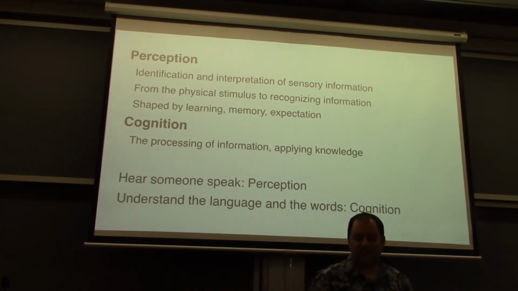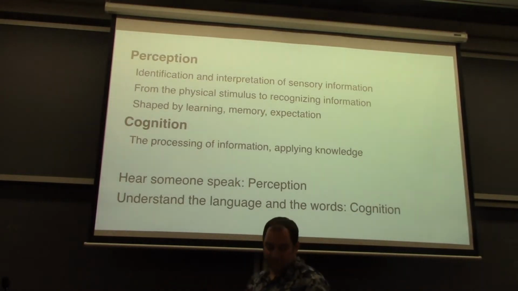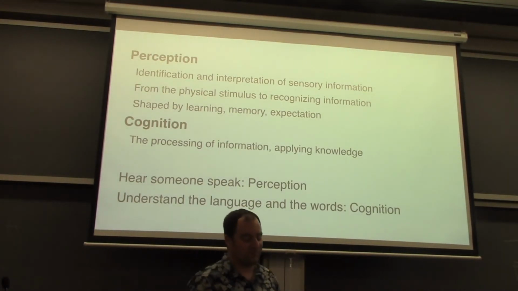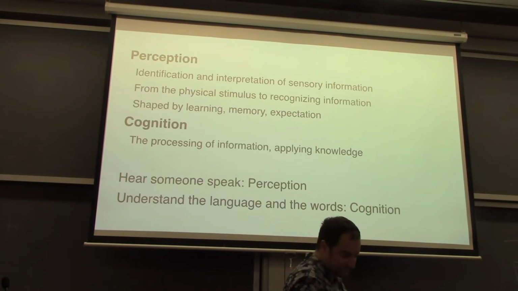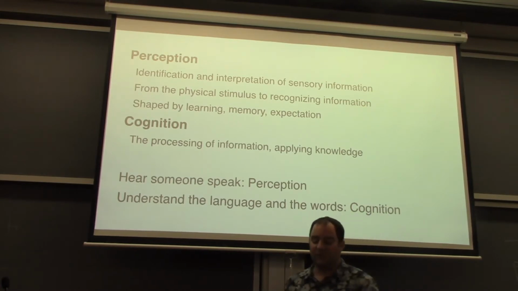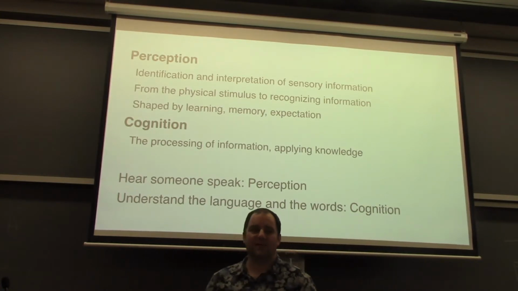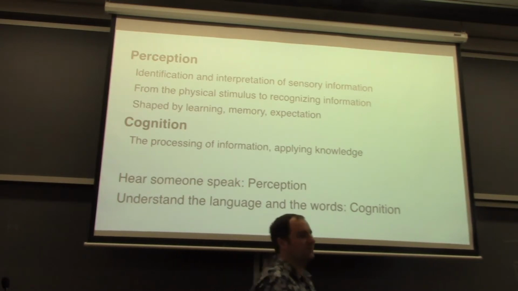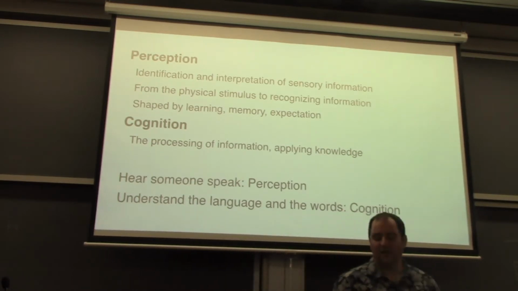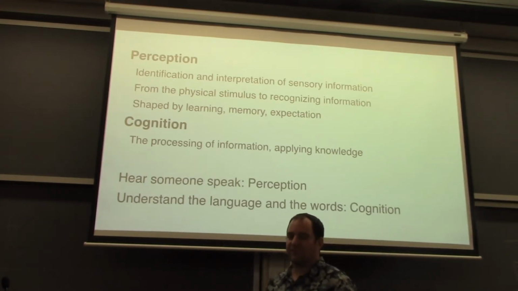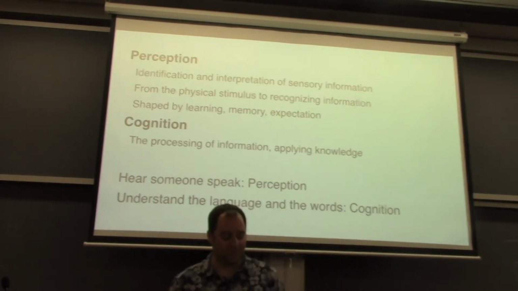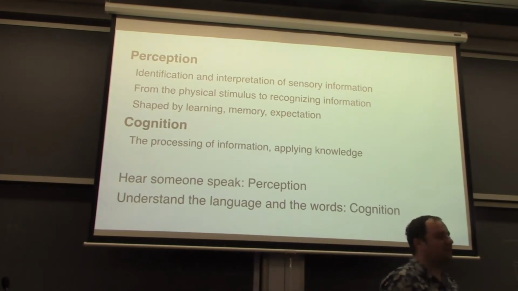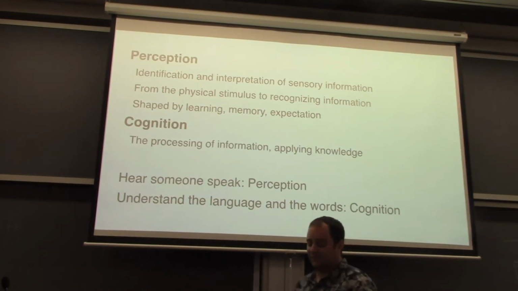Cognition, in contrast, is a higher level process: how we process information and apply knowledge. A good distinction between the two is if you hear somebody speak in a language that you don't know, you perceive them to speak, but you cannot understand what they're saying. So this is a perceptive process, not a cognitive process. But if you understand the language and the words, then the cognitive process is engaged.